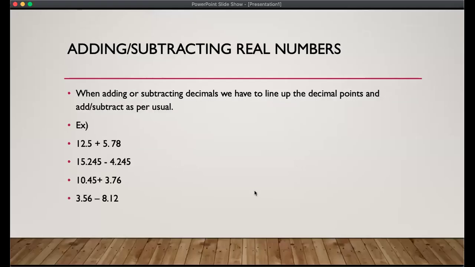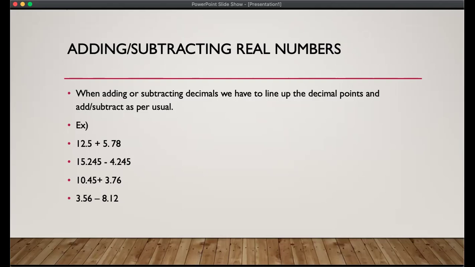Let's look at the next one. Adding and subtracting real numbers, right? When adding and subtracting decimals, we have to line up the decimal point and add and subtract as per usual. So we will look at that as well. A lot of this could also be done on the calculator. You don't have to do it by hand, but if you don't have a calculator, it's still possible to do it by hand. So I'm just going to copy some of the questions over here, so then we don't have to waste any time. But it follows the same rules. Same rules apply when we're doing with positive and negative.